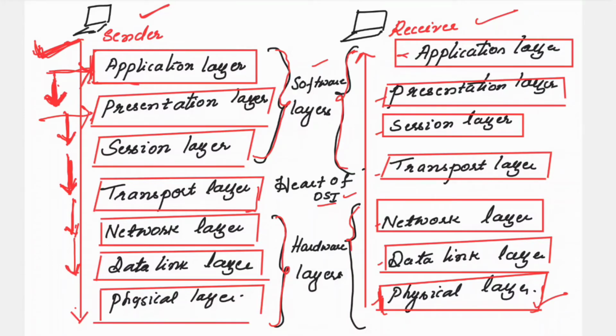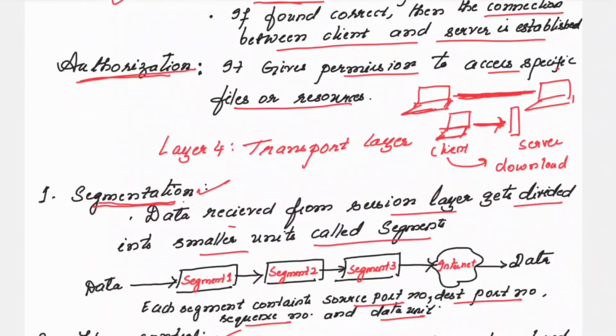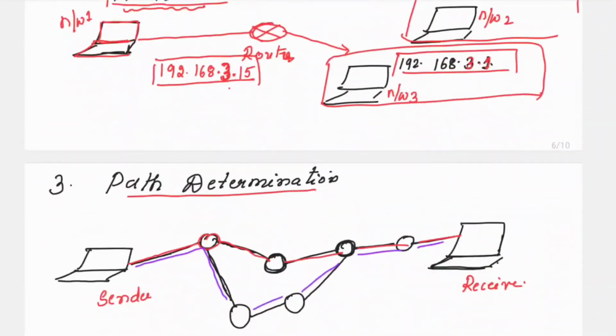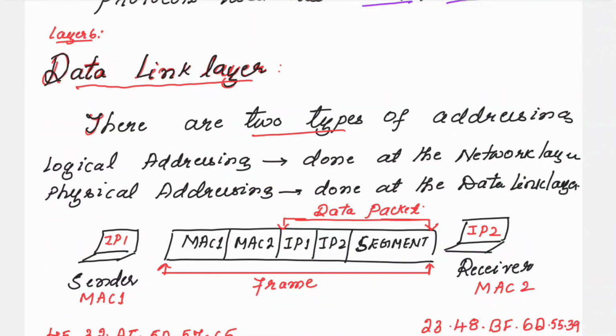Now here you are in the data link layer. So what is the function that is carried out at the data link layer? Before you understand the functions that are carried out at the data link layer, you should know that there are two types of addressing. One is the logical addressing and another is the physical addressing. This logical addressing, as I explained just now, is carried out at the network layer. The physical addressing is carried out at the data link layer.